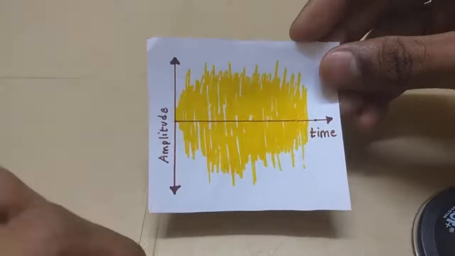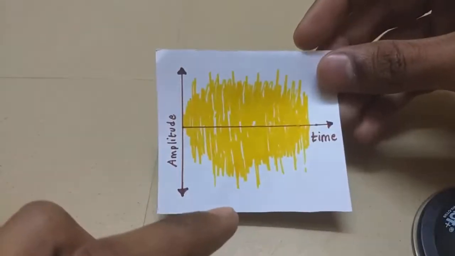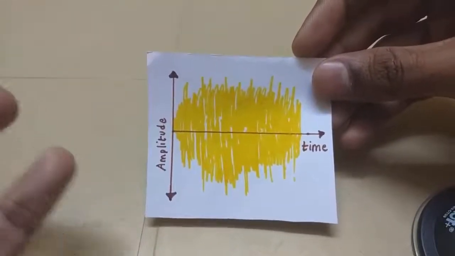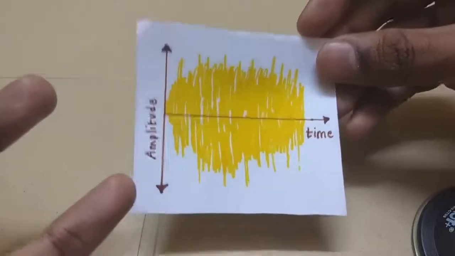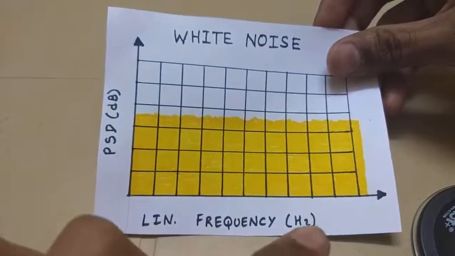Now let's perform a mathematical operation to get the frequency domain. To get the frequency domain, we perform an analysis called the fast Fourier transform. After you perform the analysis, you will get the same white noise represented over frequency.